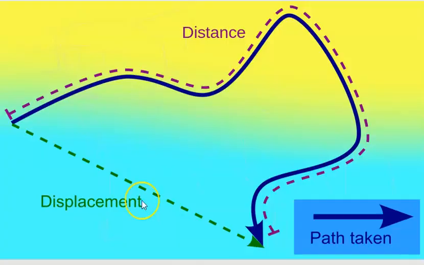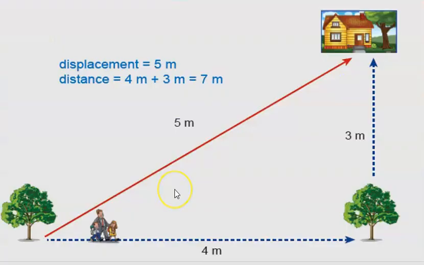The same thing you can see here also. The path taken talks about your distance. The shortest distance talks about your displacement. The same picture is given in this way.